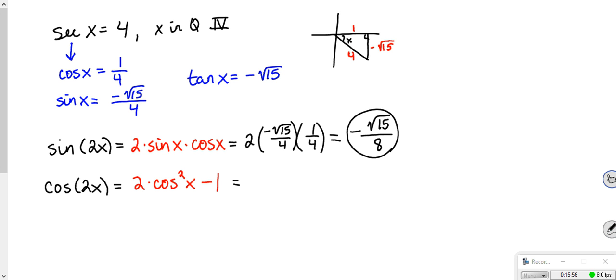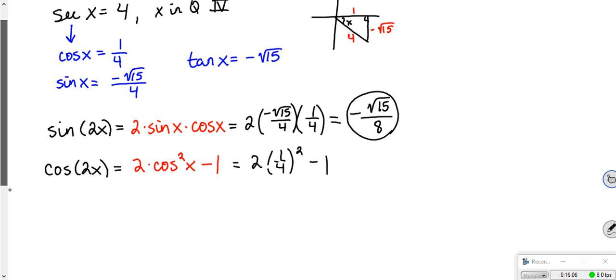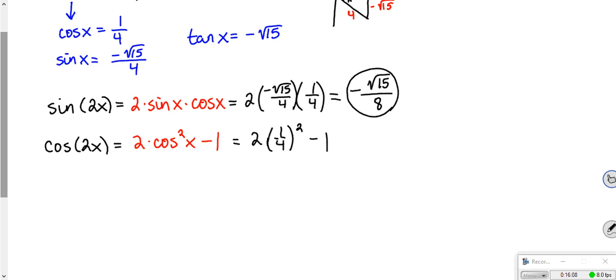So that would give me 2 times 1/4 squared minus 1. Now let me scroll down to get rid of the dead spot here on my board. 1/4. 2 times 1/4 squared minus 1. If you poke that in a calculator, you get negative 7/8.